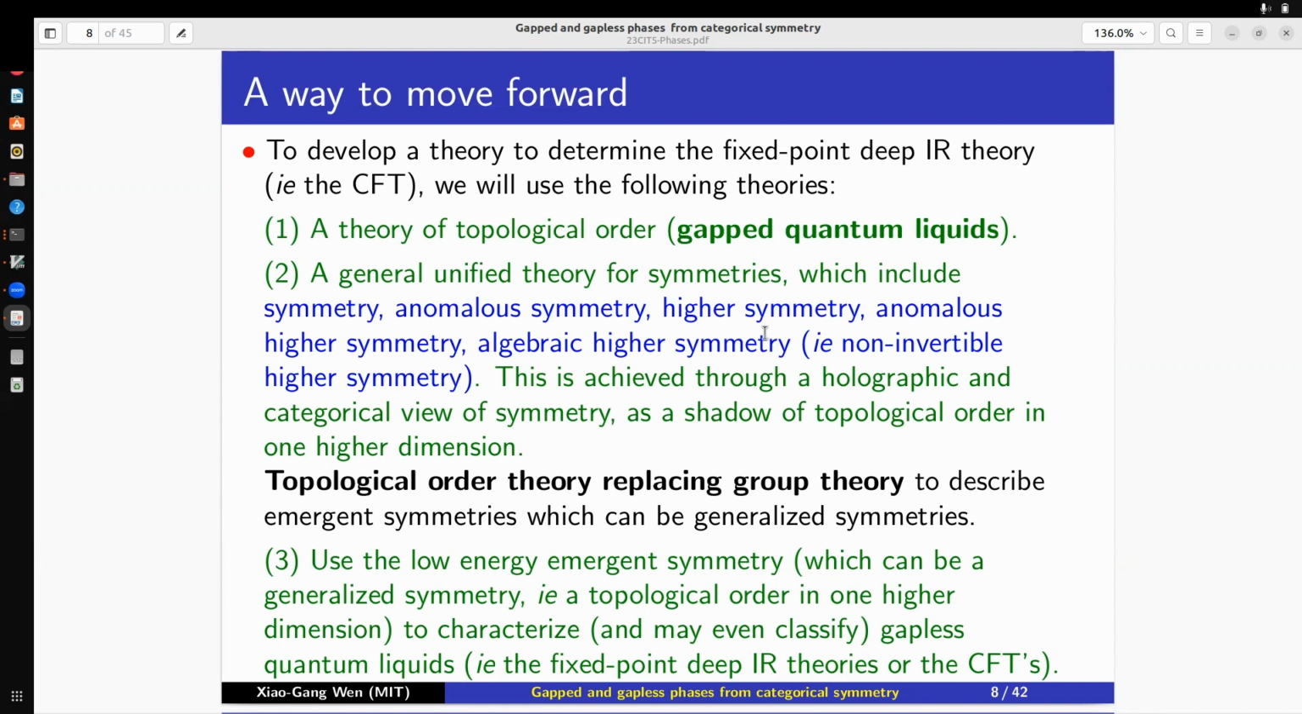Those symmetries are not described by a group. The group is not enough. Even a higher group is not enough. However, topological order in one higher dimension is enough. At least at the moment, we believe that is enough. So we use topological order in one higher dimension to describe all the emergent symmetries. When all the emergent symmetry can be described by topological order, then we can use that emergent symmetry to study the gapless states and see how we can determine them.